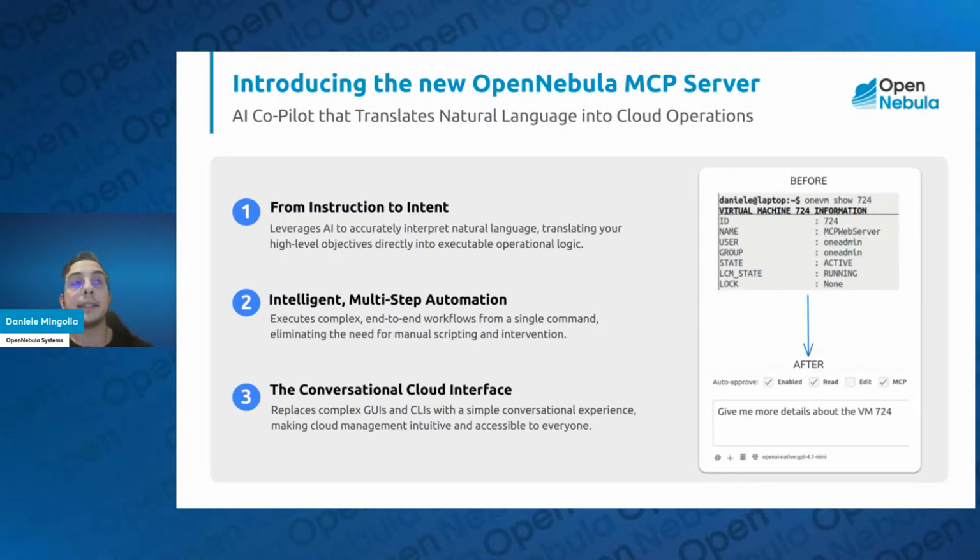Then another important advantage of using the MCP server is that it is conversational, right? So this means that you don't need to interact with complex interfaces, with complex command line interfaces. Literally you just write what you want, and this makes cloud management intuitive and really accessible to everyone, especially to people that have started using OpenNebula recently. They don't know a lot about the commands, and sometimes we all forget the commands, right? So it's good to have a tool that will do everything for us.